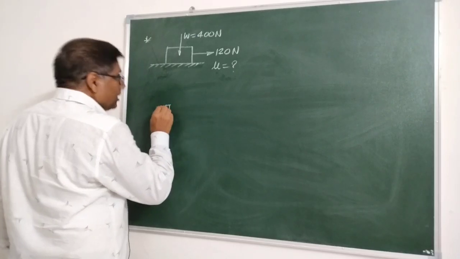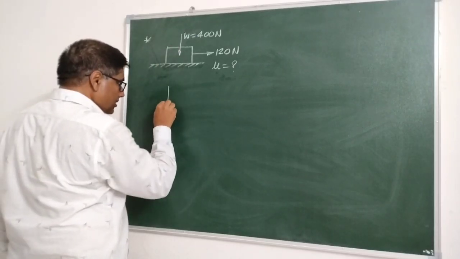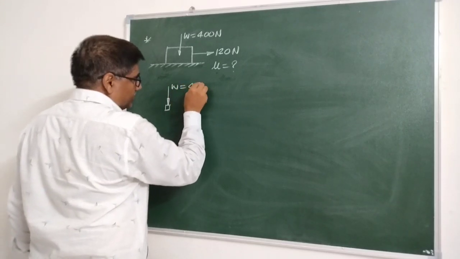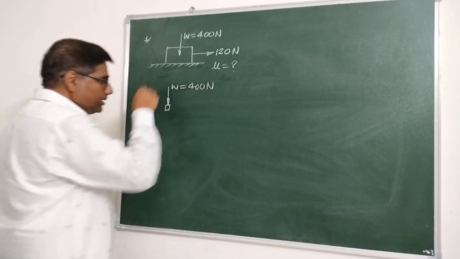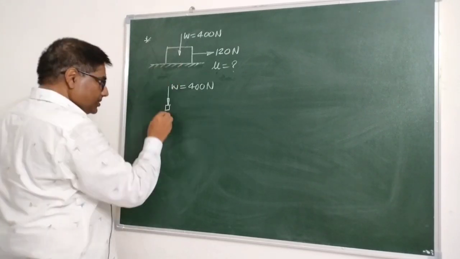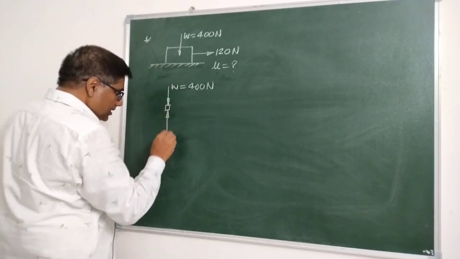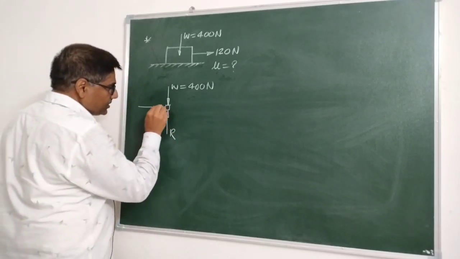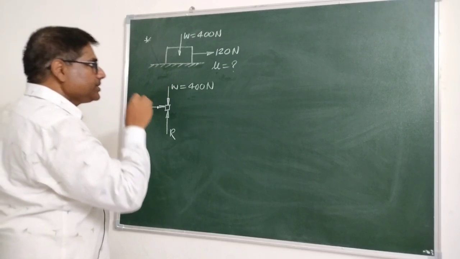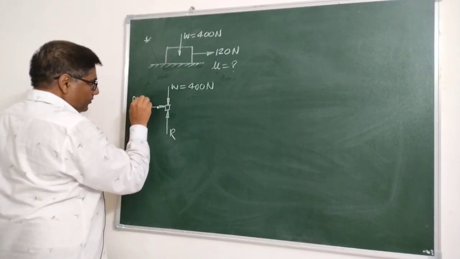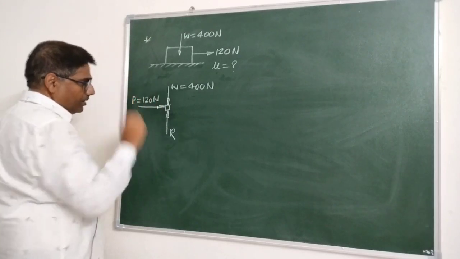Therefore, this is weight, force. Weight is a force acting in downward direction. There will be reaction to this force, which is called normal reaction, or this is applied force acting towards right. Say it is P, 120 Newton.